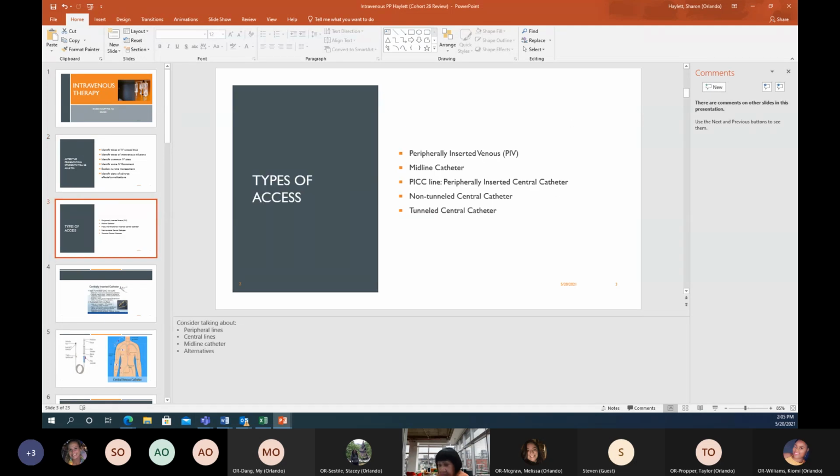Okay, so we have types of access. We have peripherally inserted venous access. We have midline. You have the PICC line also, which is a peripherally inserted central catheter. And you have non-tunneled central catheters, and you have tunneled ones. I'm going to explain them later. You'll see that.